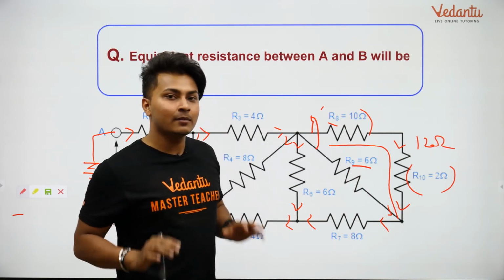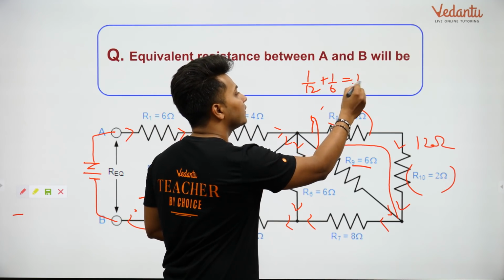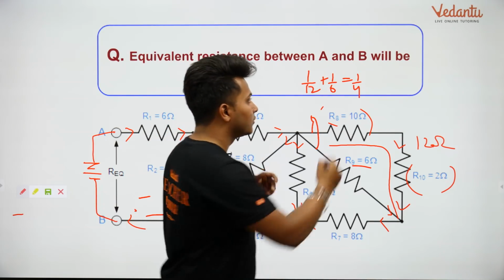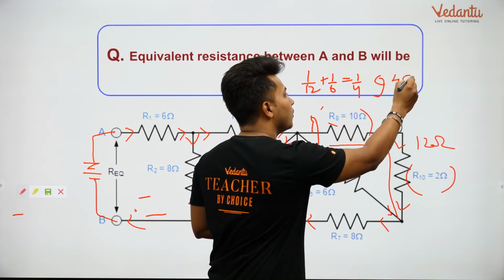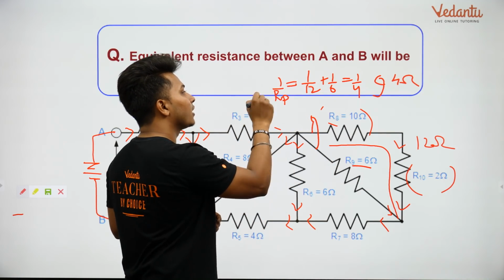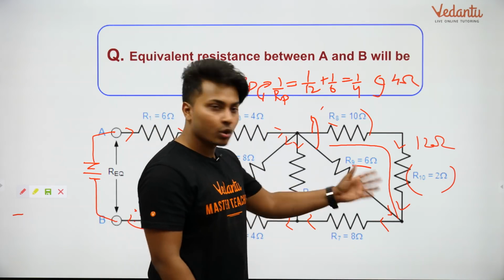It just needs simple mathematics to understand that 1 by 12 plus 1 by 6, you are going to get it as 1 by 4. This all thing should be in your mind. So when you reciprocate it, you will get 4 ohms. Why are you reciprocating? Because now you have got 1 by Rp, so you need to reciprocate it to get Rp, isn't it? So 4 ohms. Simple.